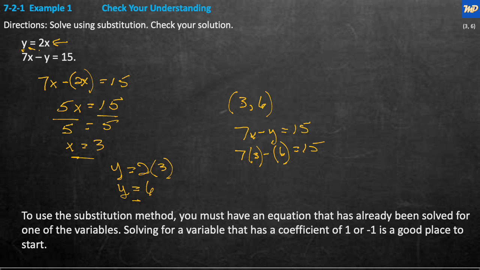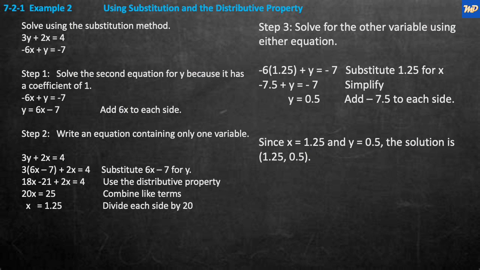Is it? You can see already that it is, right? 21 minus 6 is equal to 15. Is that true? Yes. So this is a correct solution. x right here is 3 and y is 6. Very good. Okay, example 2, using substitution and the distributive property.